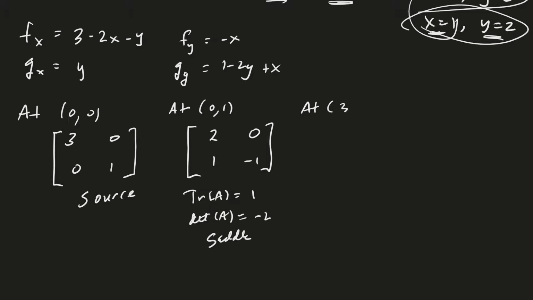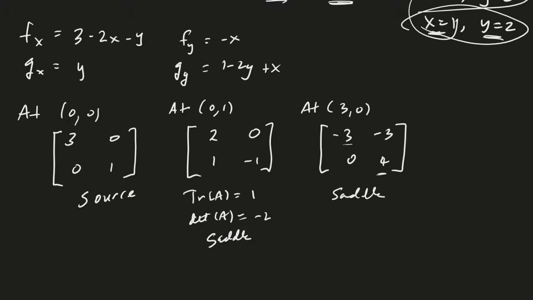At 3, 0, we get minus 3, 0, 0, 4. And this is another one of these diagonal matrices. Although we could do the trace discriminant thing, we see here that our eigenvalues are going to be real and mixed, so therefore we have a saddle.